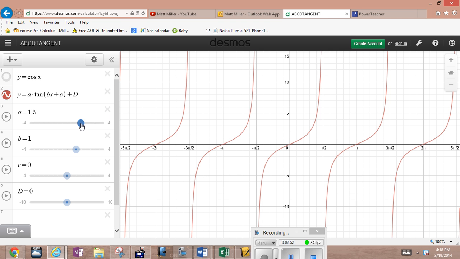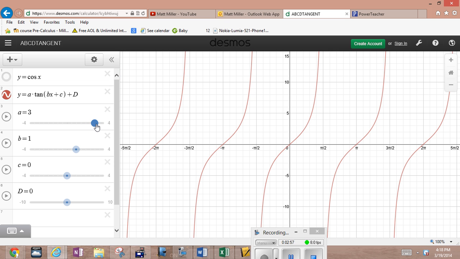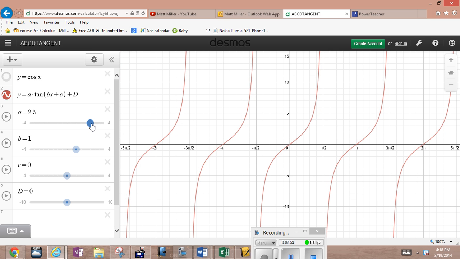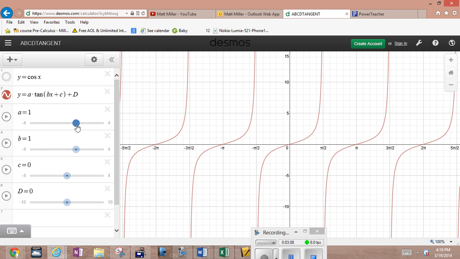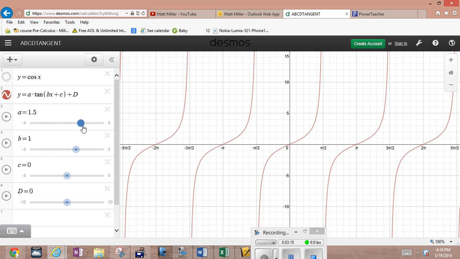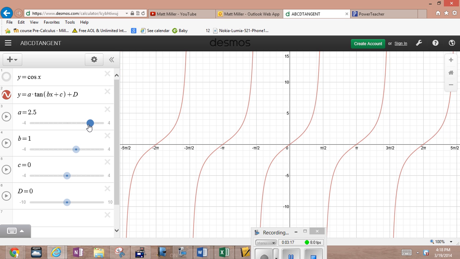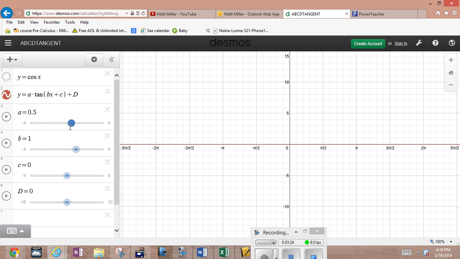One thing you note that a will control is the rate at which the graph approaches the asymptotes of pi over 2 and all those pi over 2 plus k pi values. Now, of course, when the values are smaller, like 0.5 here, you see it gets a little flatter. When the values are greater, it gets stretched out more, as if you're pulling at the ends. When it's negative, it's flipped over the axes.